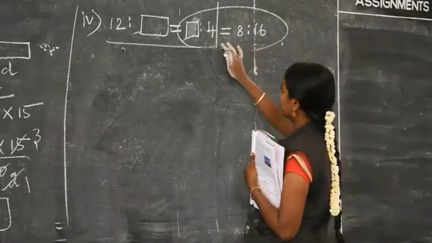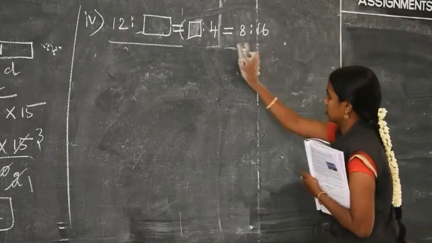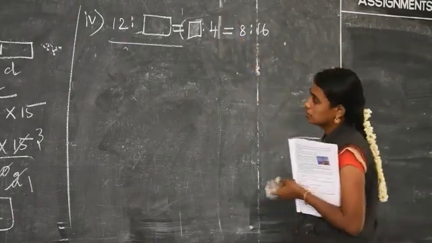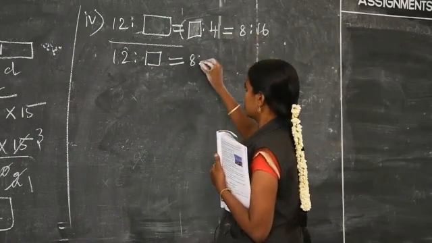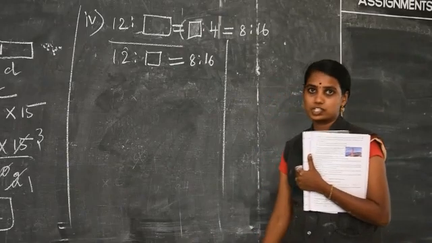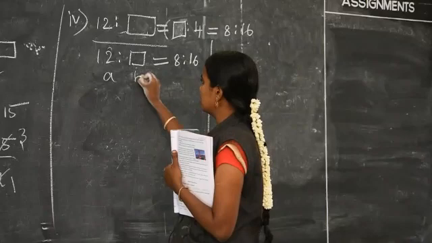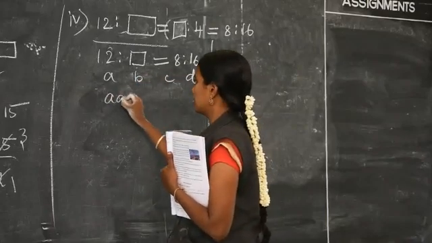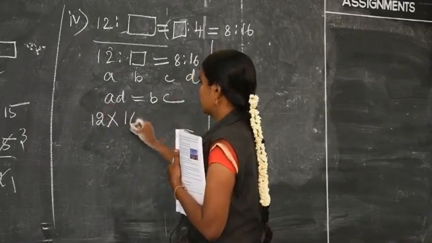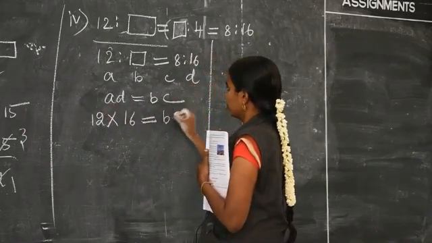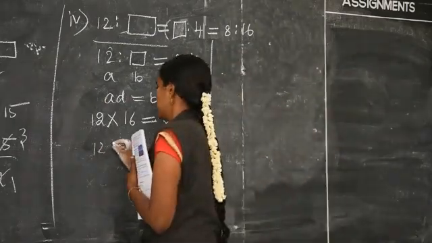So I am going to take the last ratio and the first ratio. So 12 is to box equal to 8 is to 16. I am going to take these two. Any two you can take which is filled, one ratio you take. A, B, C, D: AD equal to BC. A value 12, D value 16, B value we don't know, C value is 8. The multiple 8 will come this side as division.